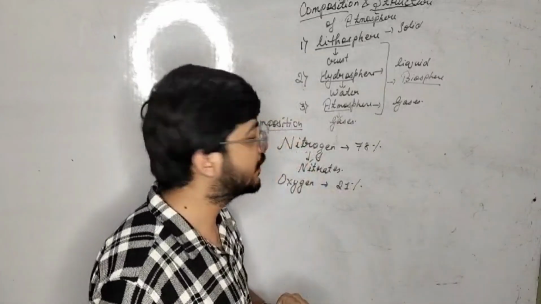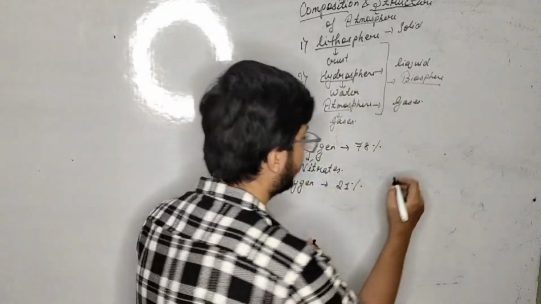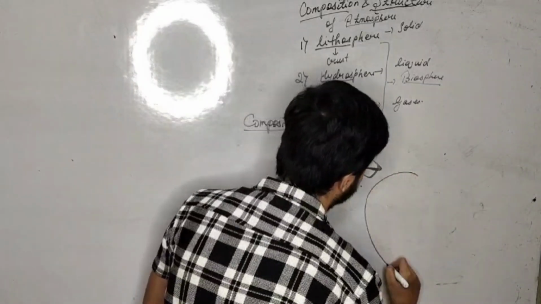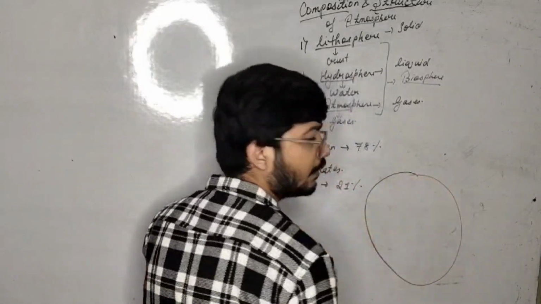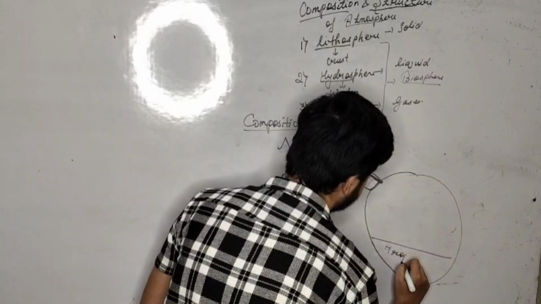Now, a very important topic that we are going to discuss is the structure of the atmosphere. There are 5 different layers of the atmosphere. At the bottom, there is the troposphere.